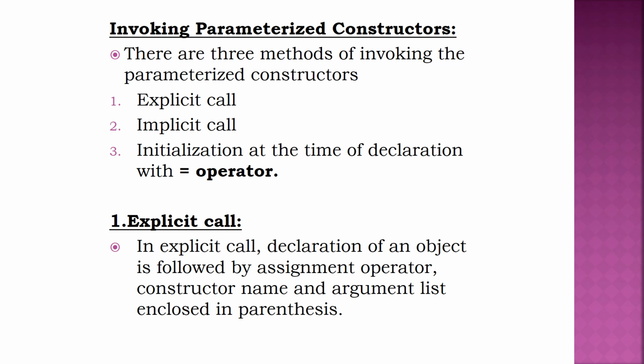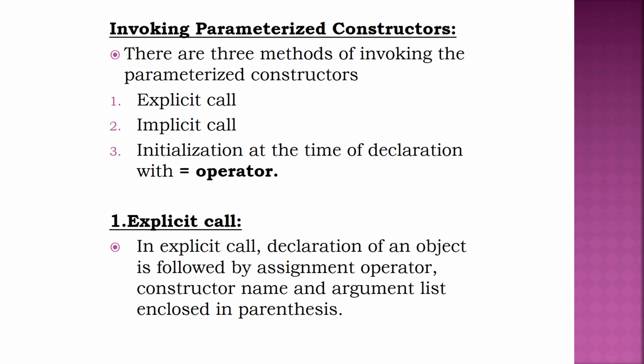In general mathematics we call that an equal sign, which is called an assignment operator, followed by the constructor name with an argument list. How are we going to pass an argument list? By enclosing it in parentheses. You know how we give a function; the same thing, but you pass a value within the parentheses.